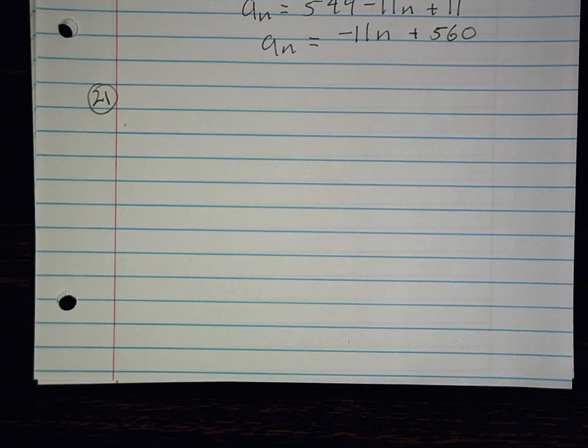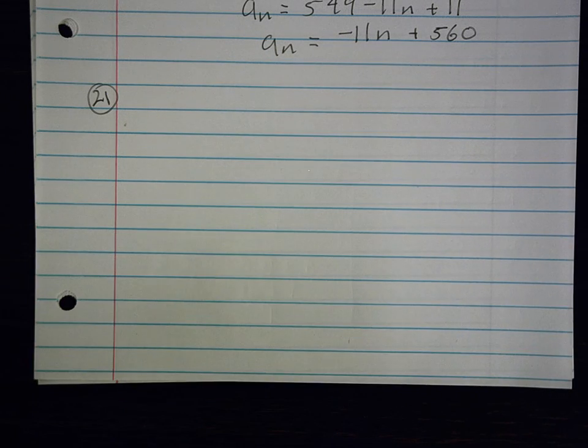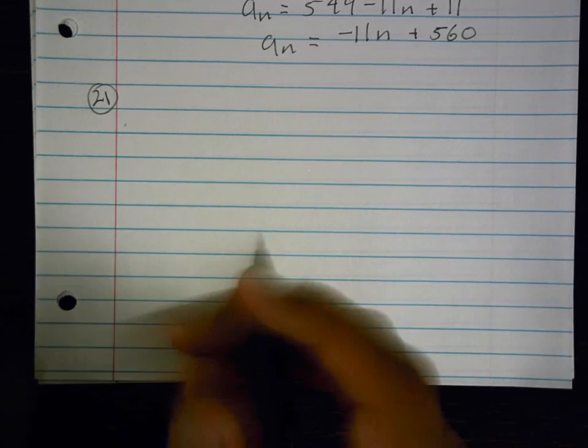Number 21 says, given an arithmetic sequence in which a sub 5 equals 5 and a sub 15 equals 30, find d, a sub 1, and a sub n. Well, they want us to basically create the rule, because they want all those pieces. The problem is I need a sub 1 and d to do that, and they don't give them to me. So I basically know this.